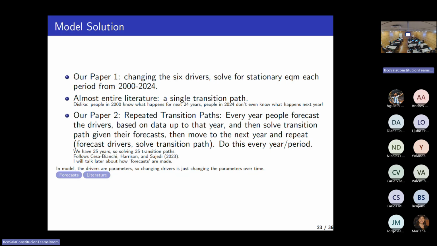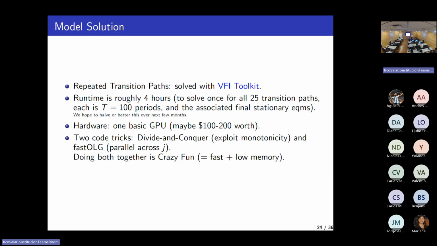So I'll talk about sensitivity of the forecasts a little bit later. Okay. So we do all of this to give you an idea. The model has like 80 odd periods, and then a transition path is 100 time periods, and we solve all 25 of them in roughly 4 hours. There's 2 tricks, but unless any of you particularly want to know about how to solve transition paths, I'll skip them.